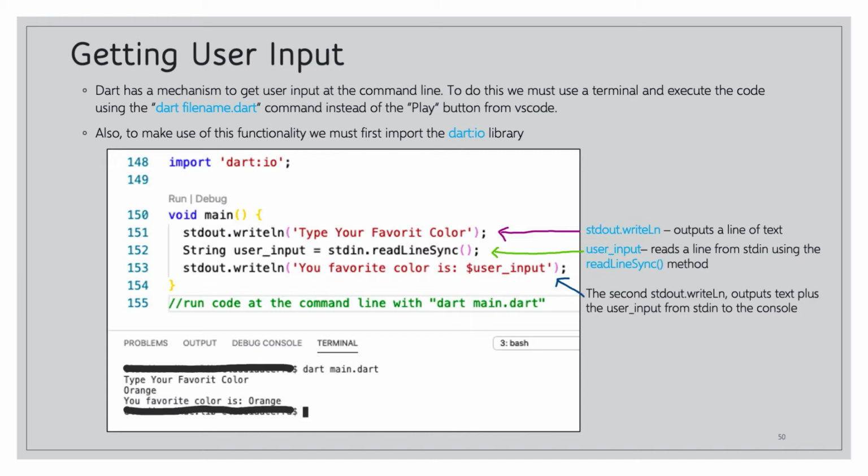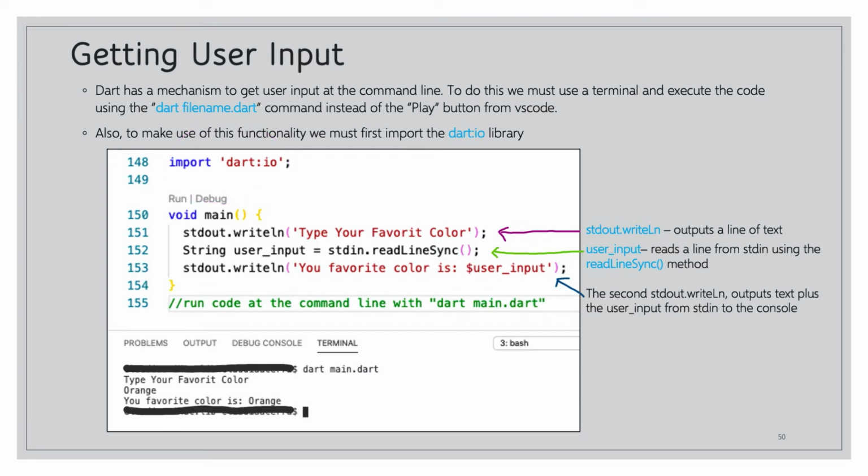To do this, we must use a terminal to execute the code using the syntax dart and then our file name .dart. We use this command instead of the play button that we have been using in VS Code thus far. Also, we need an import statement. To make use of this functionality, we must first import the dart:io library, just like I have here on line 148. So let's check out the code.